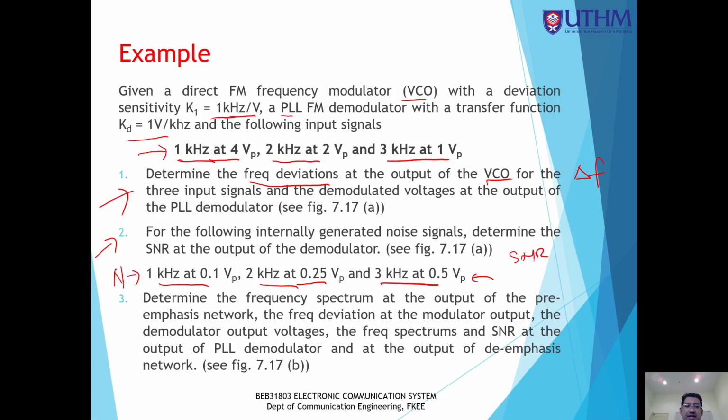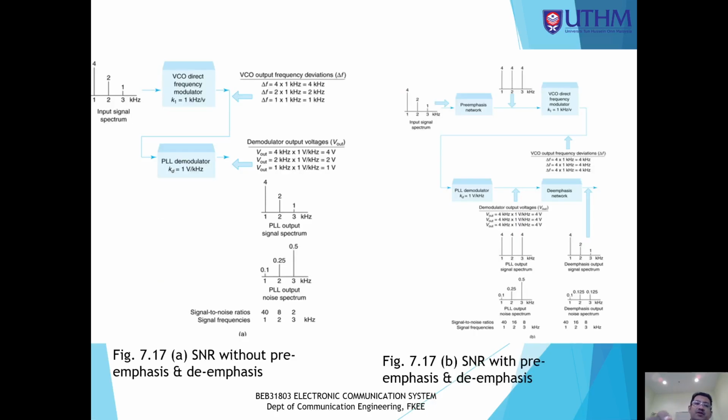You will see later that question number 1 and question number 2 are about a system without using pre-emphasis and de-emphasis. Then question number 3 asks you to repeat the first and second questions by using pre-emphasis and de-emphasis. So how does it look? The picture on the left is for question number 1 and question number 2.